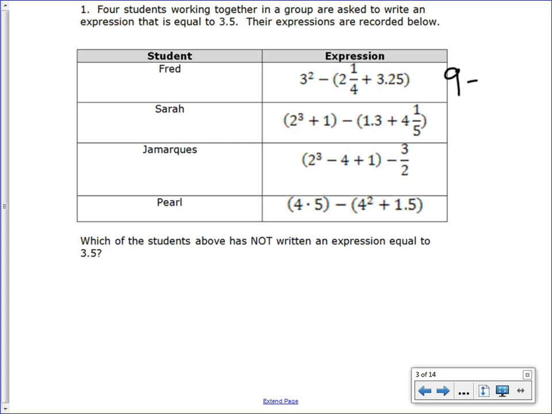I look at 2 and 1/4, whenever I see fractions in fourths, I think of quarters. So 2 and 1/4 is 2 and 25 hundredths, okay? So I have 2 and 25 hundredths plus 3 and a quarter, 3 and 25 hundredths. 3 plus 2 is 5, a quarter plus a quarter is 50 hundredths or half. So I have 9 minus 5.5.